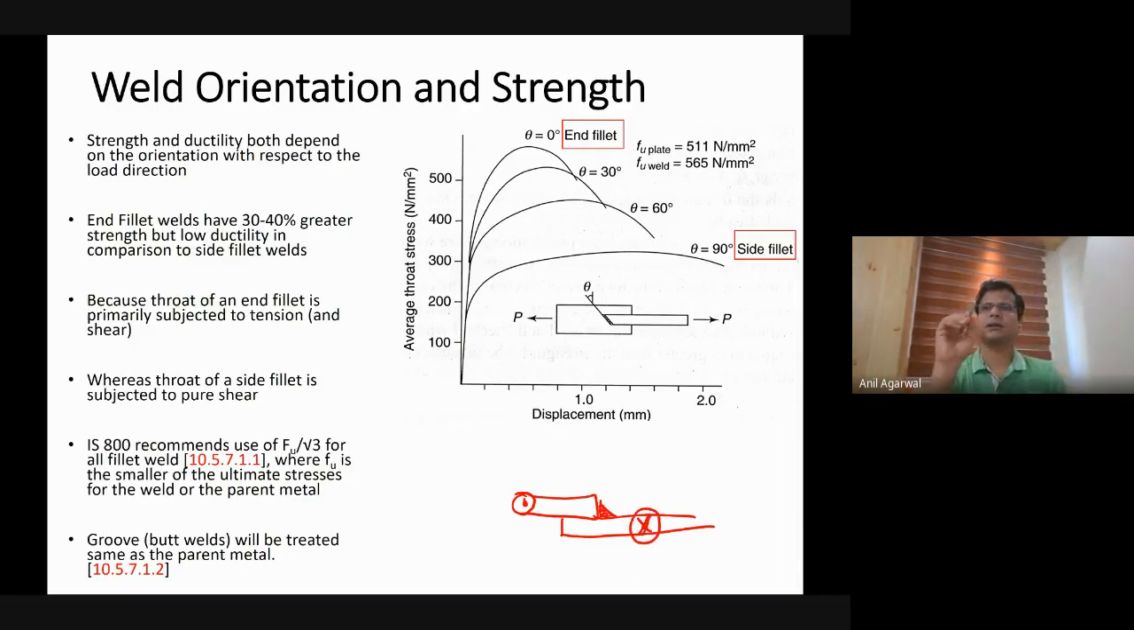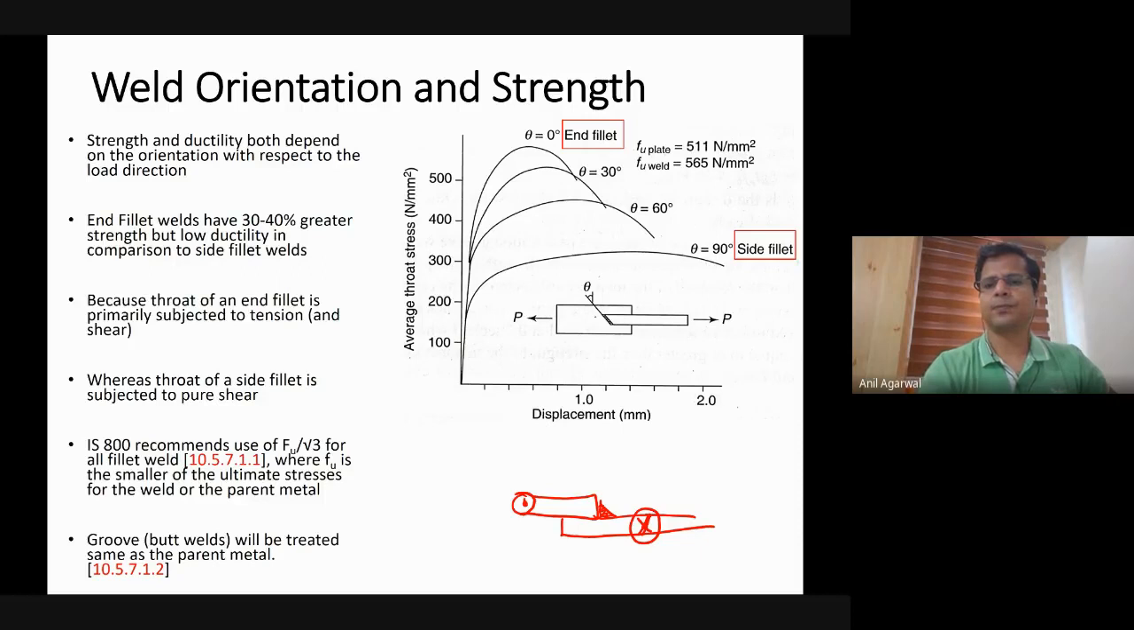You are familiar with these symbols, right? When you have a circle and a dot, that means you are pulling it. The arrow is pointing outward. And when you have a circle and a square, that means the arrow is pointing into the screen. Okay, so you are pushing it. So when you have this kind of loading situation, your fillet weld is under pure shear. That weld is also known as a side weld.